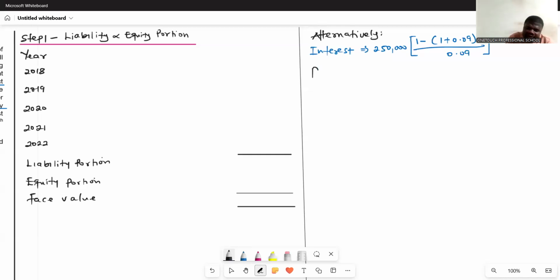Then you come to the redemption value. The redemption value will be paid at the end of the 5 years. So that will be 6 million multiplied by 1 plus 0.09 raised to the power negative 5. Whatever we get is the liability portion.